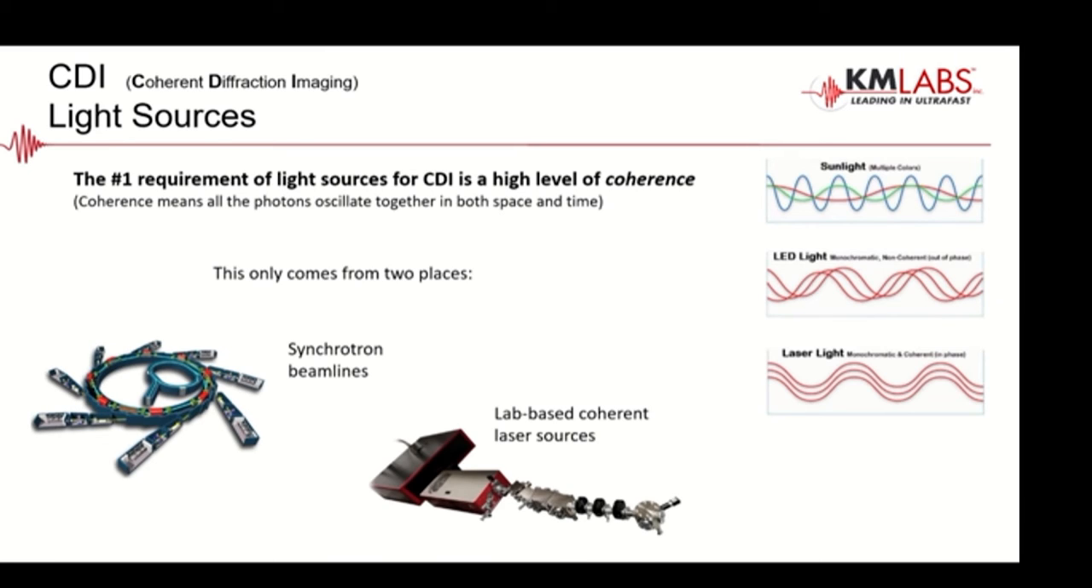So it turns out light that follows this kind of description really only comes from two places as far as experimental sources. One is from synchrotron beamlines, which they're very well known for. And incidentally, most of the origin of CDI imaging comes from synchrotron developments, not surprisingly. The other is lab-based coherent laser sources. Again, this is true for both monochromatic and non-monochromatic laser light. In our case, we're talking about ultra-short, short wavelength laser light, but it is highly coherent, and that's a really important property of this light to be able to do CDI imaging.